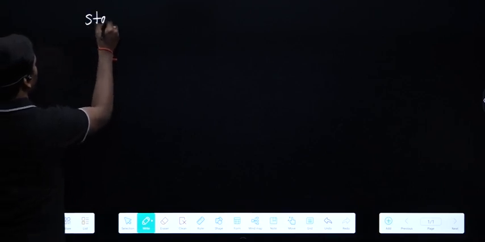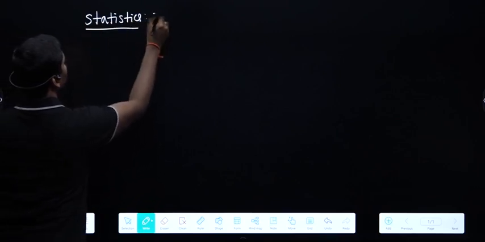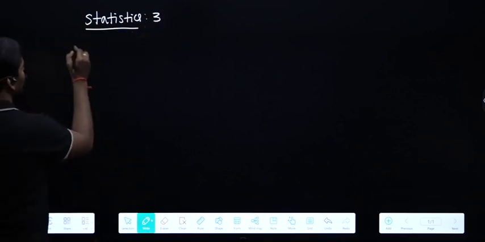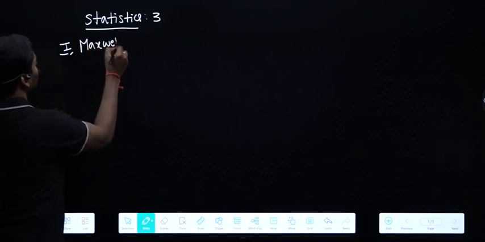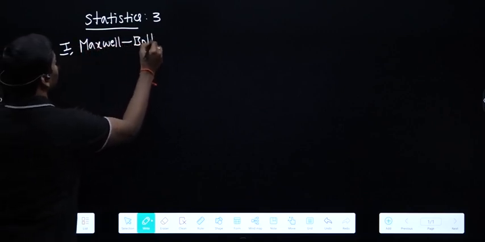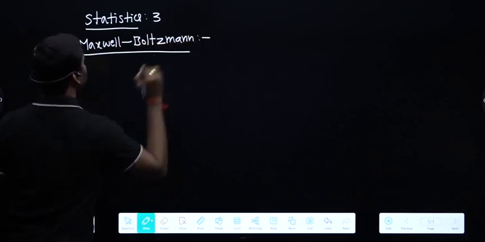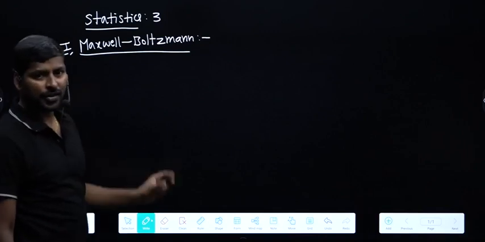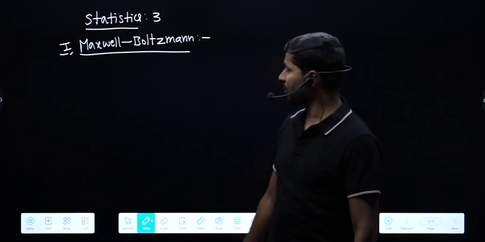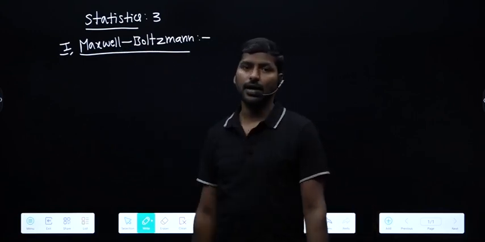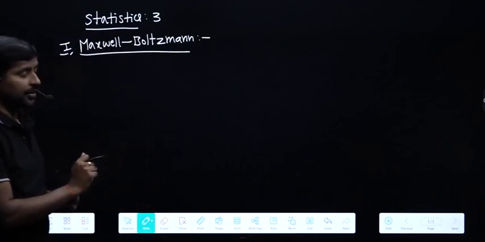Next one, types of statistics. We have 3 types of statistics: Maxwell-Boltzmann statistics, Bose-Einstein statistics, and Fermi-Dirac statistics. Of these, you mainly concentrate on Maxwell-Boltzmann statistics, which is important.